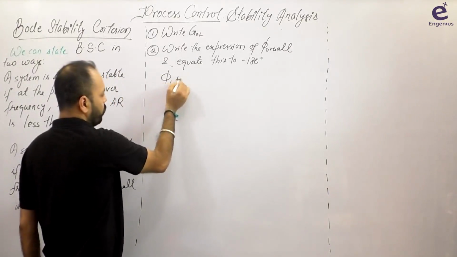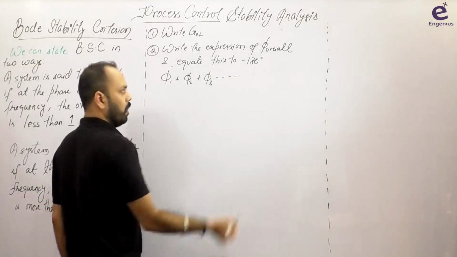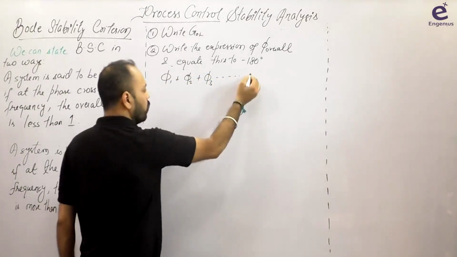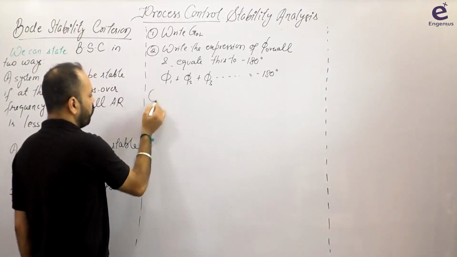So I can write that phi 1 plus phi 2 plus phi 3, and so on. You know that phi is also a function of omega. AR is also a function of omega, is equal to minus 180 degrees. What is going to happen? Solve the above equation.